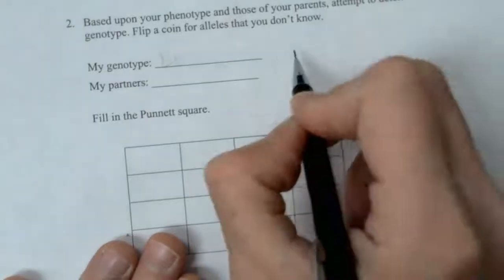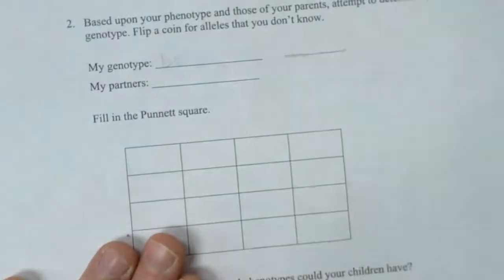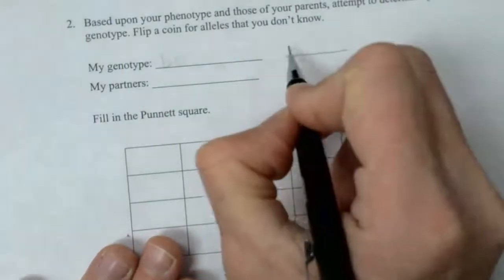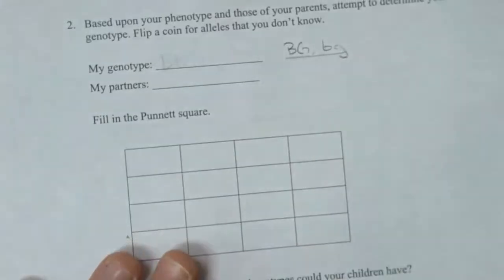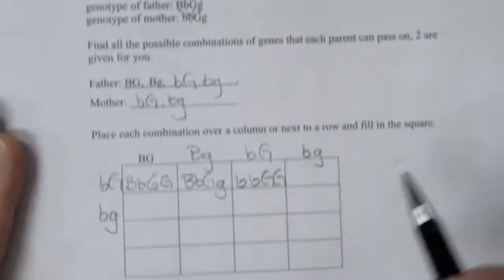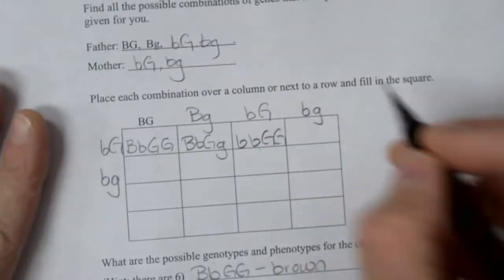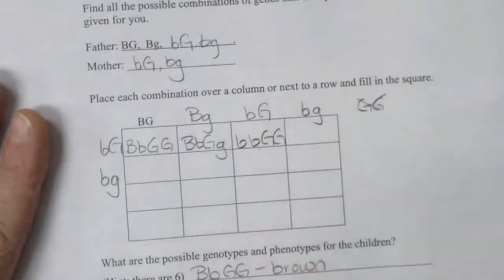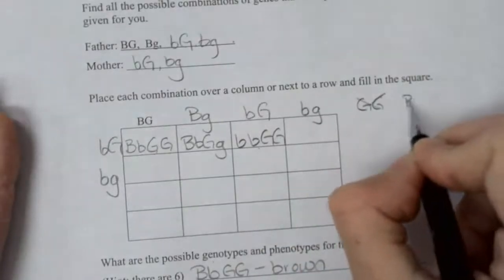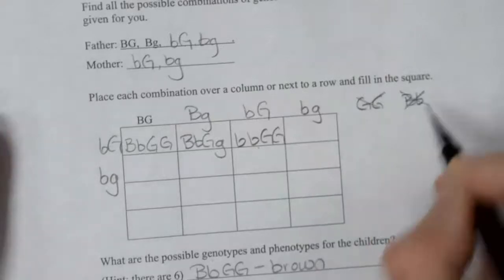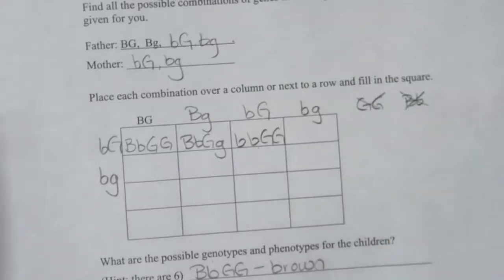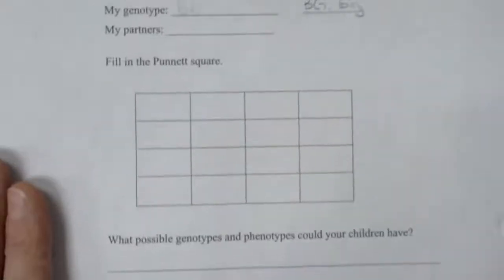Then I want you to write down what combinations of alleles you could pass on. So is it big B, big G, little b, little g, whatever it is. Now, I forgot to specify, when you are doing this, you can only pass on a B with a G. You can never pass on 2 copies of a G. You can never pass on 2 copies of a B. You pass on one or the other, but you never pass on 2 of the same letter at the same time.